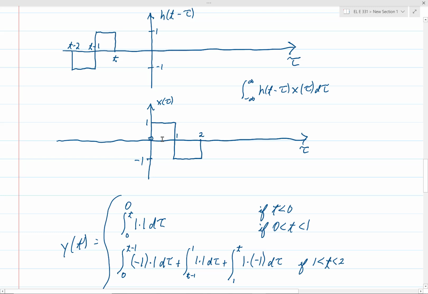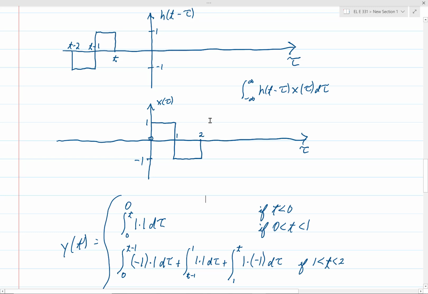Okay, so let's first think about t being between 0 and 1. Okay, this is 0 is less than t is less than 1. If t is between 0 and 1, then that means that part of this region right here will be over here, and it will overlap with this region. So we're going to have a 1 from h, and we're going to have a 1 from x. So this is why I have written 1 times 1 for h of t minus tau and x of tau.